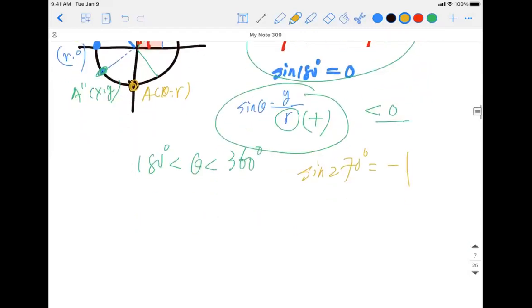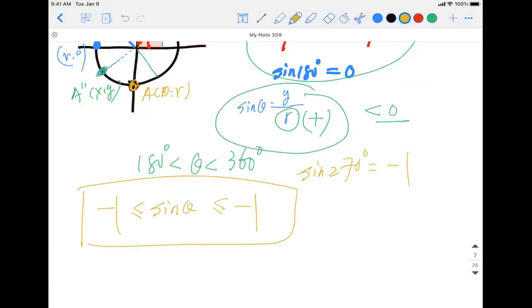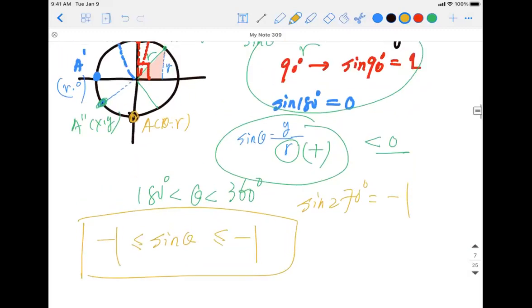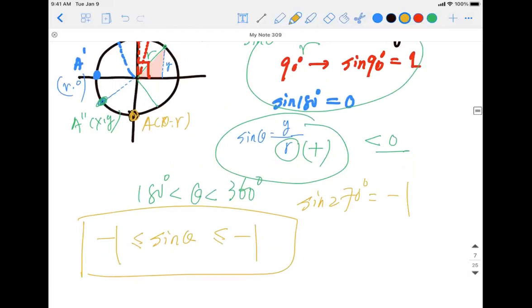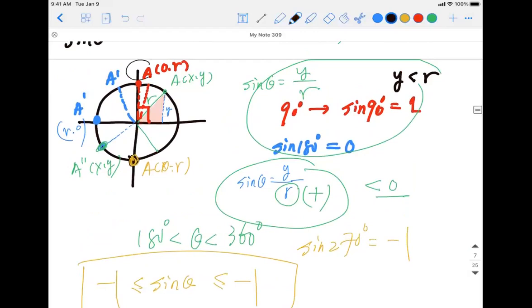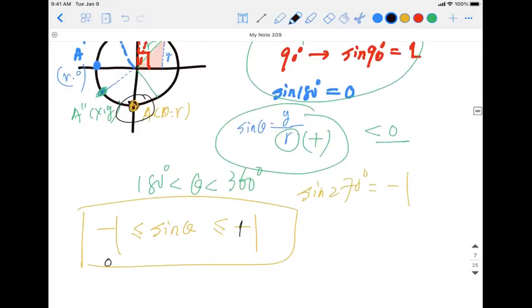So that being said, you can find out that sine theta is always going to be a value from minus 1 to positive 1. Is that right? As long as it hits 90 degrees or 270 degrees, it's going to have positive 1 and negative 1. This is 270 degrees, and this is 90 degrees. But most of the time, your sinusoidal value is going to be a value between negative 1 and positive 1, which makes sense. So far, so good?